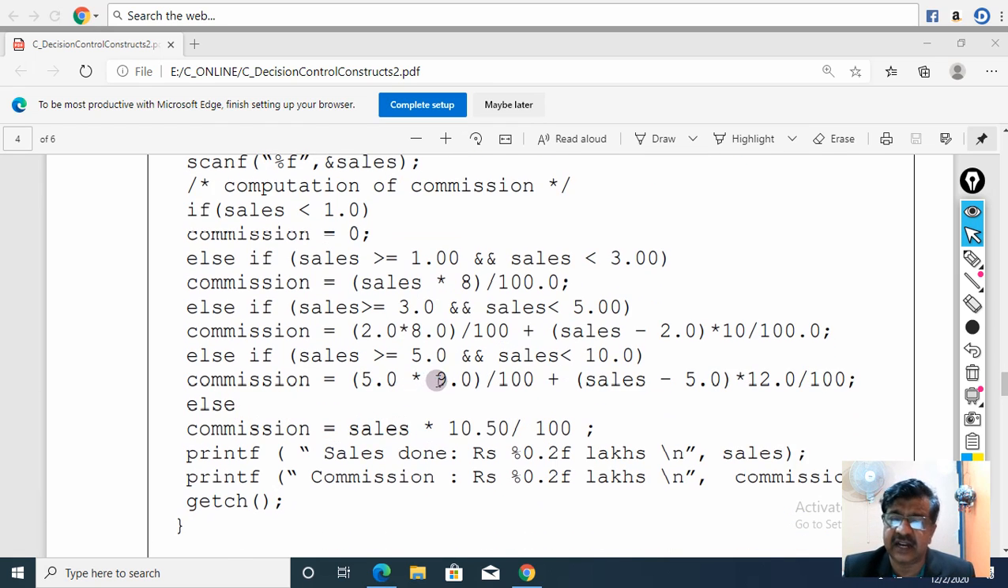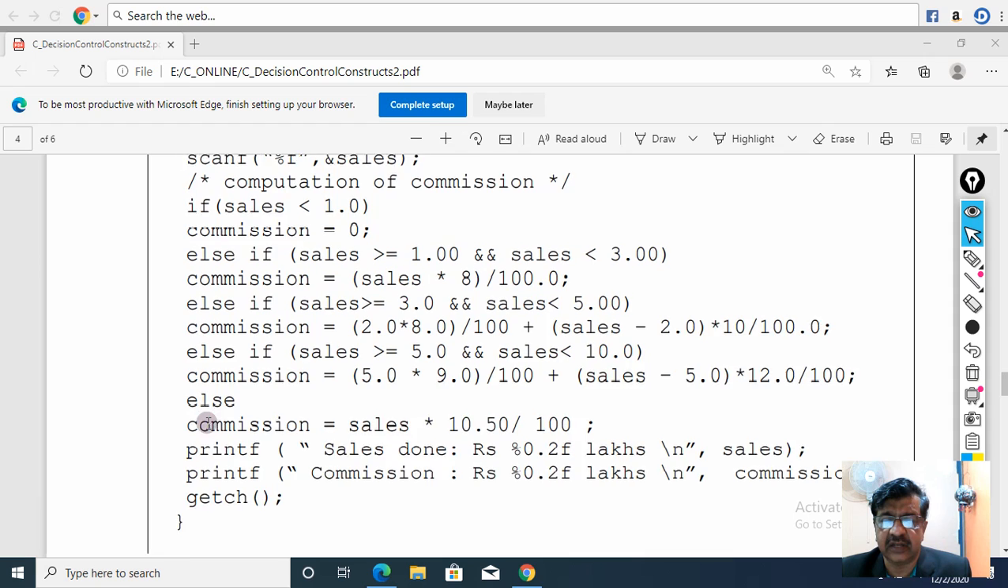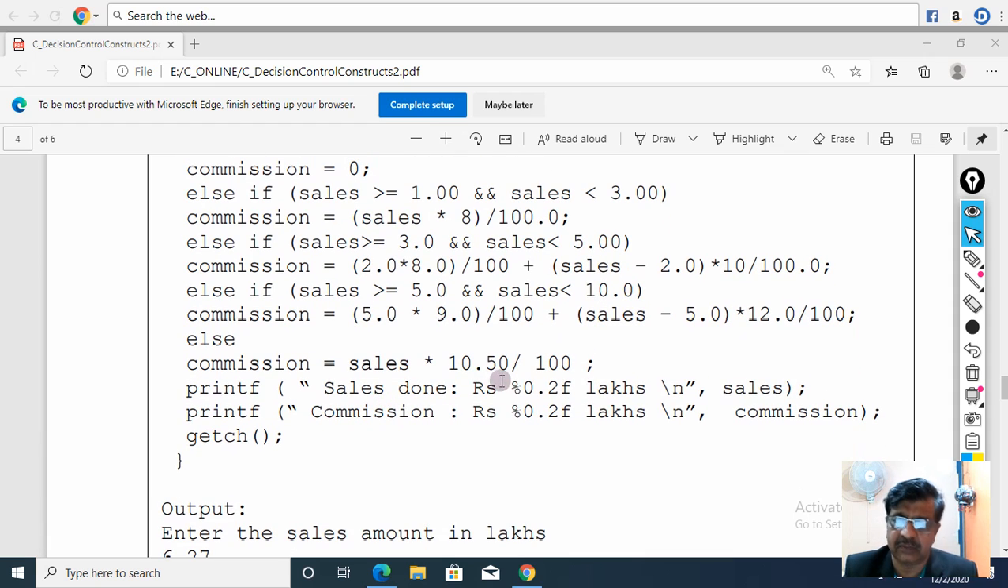Else if sales is greater than 5 lakhs and sales is lesser than 10 lakh, then commission equals 9% up to 5 lakh. Therefore, 5 into 9 divided by 100. This is 9% of 5 lakhs plus sales minus 5 lakh, that is the excess of 5 lakh. If total sales is 6.5 lakh, then the excess is 6.5 minus 5, that is 1.5 into 12%, that is 12 over 100. Else commission equals sales into 10.5 divided by 100, 10.5%.